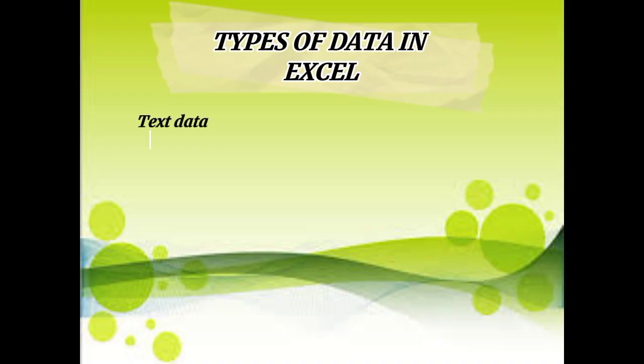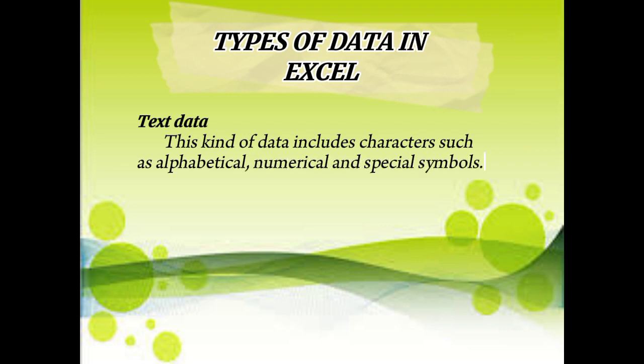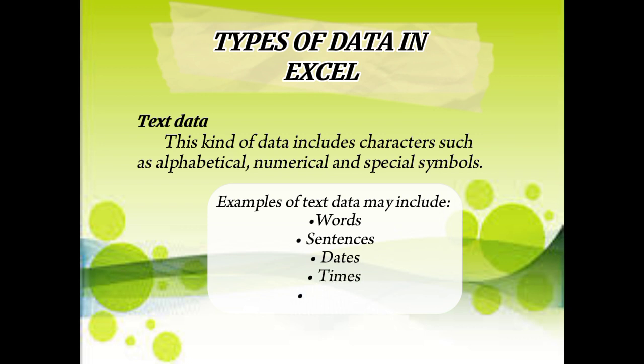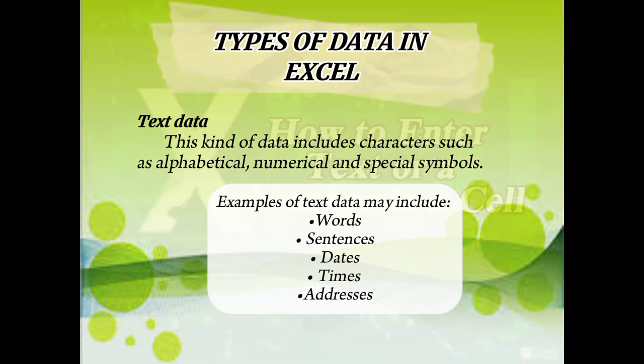Next is the text data. This kind of data includes characters such as alphabetical, numerical, and special symbols. Examples of text data may include words, sentences, dates, times, and addresses.